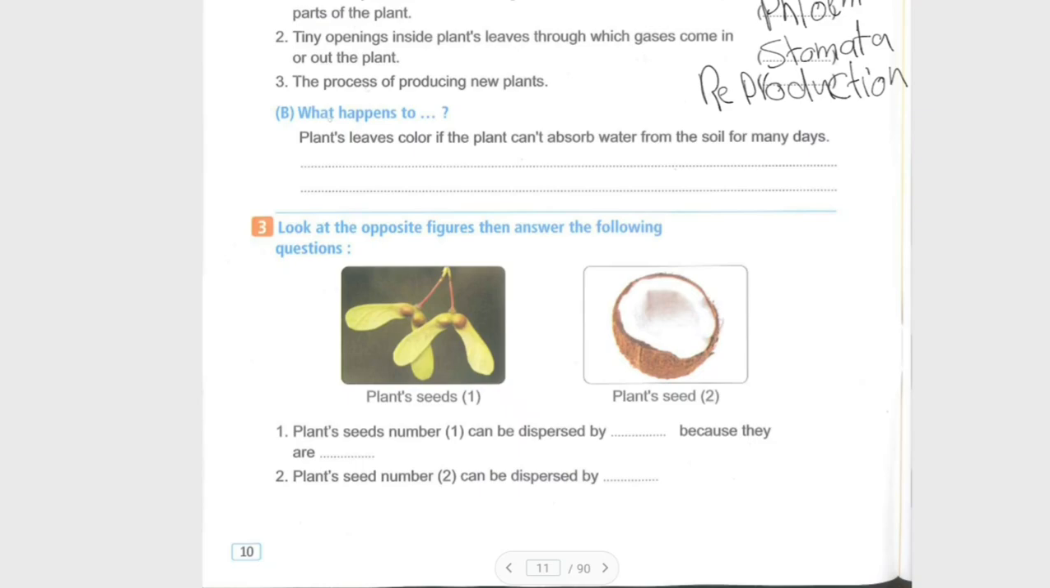What happens to plants' leaf colors if the plants cannot absorb water from the soil for many days? What will happen to the color of the leaves? I will say the color of leaves becomes pale green or yellow.